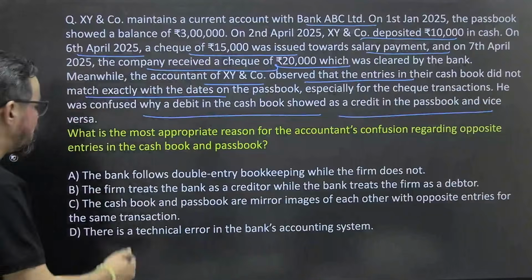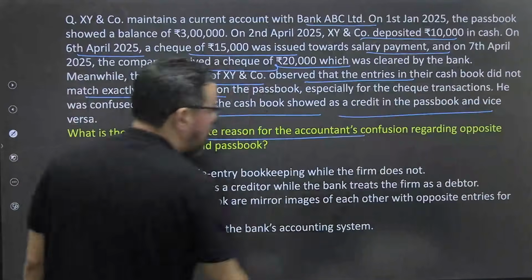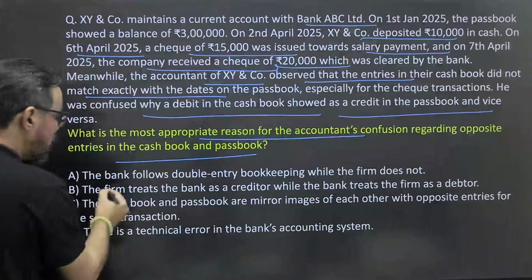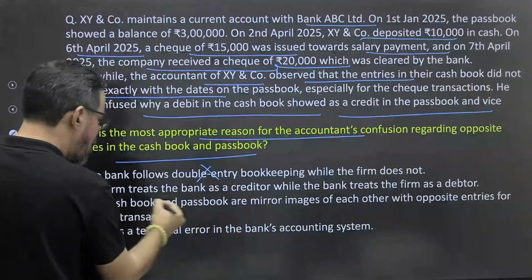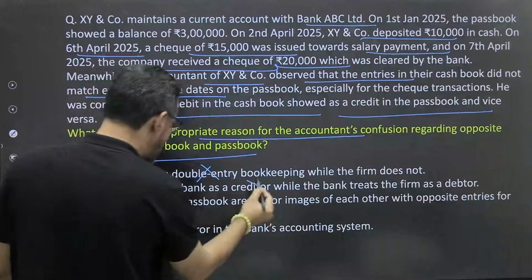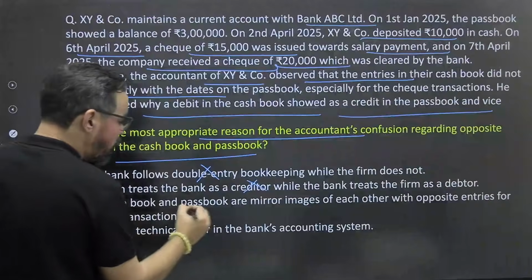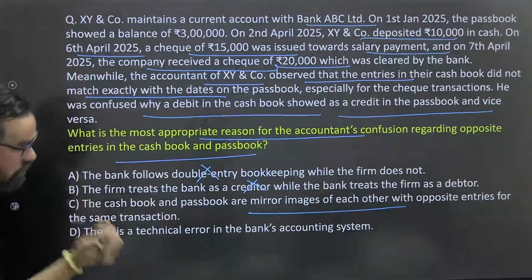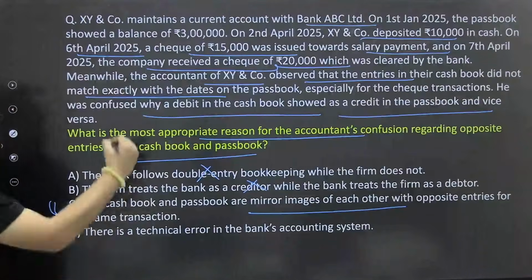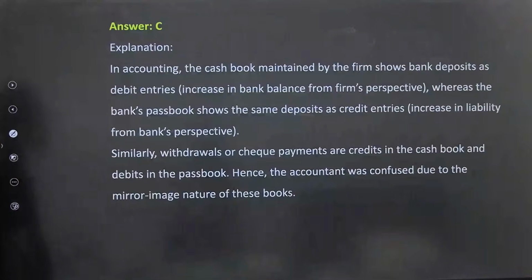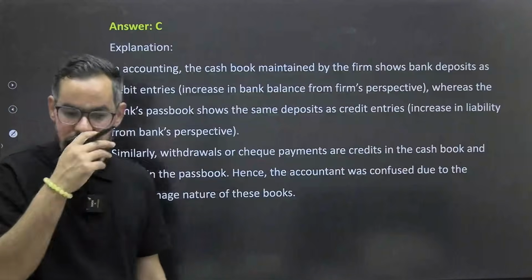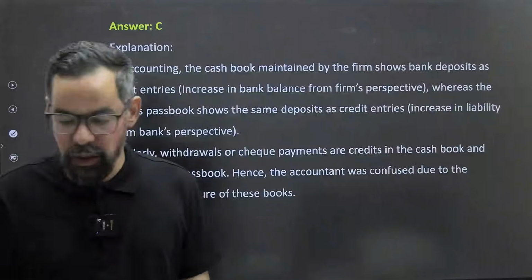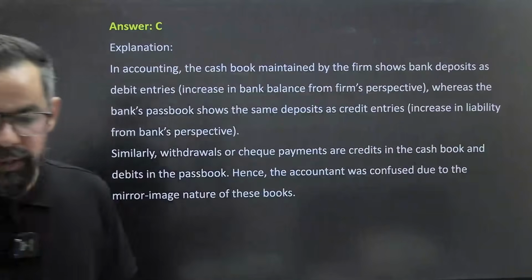So that's the simple answer. What is the most appropriate reason for the accountant's confusion regarding the opposite entries in the cash book and passbook? The bank follows the double entry system. The firm treats the bank as a creditor, no. The cash book and passbook are mirror images of each other with opposite entries for the same transaction. So C will be the right answer and you'll get 1 mark for these kinds of questions also. Sometimes they'll give you some story and driven by that story they'll ask questions. All right, I hope you guys are getting this particular thing.